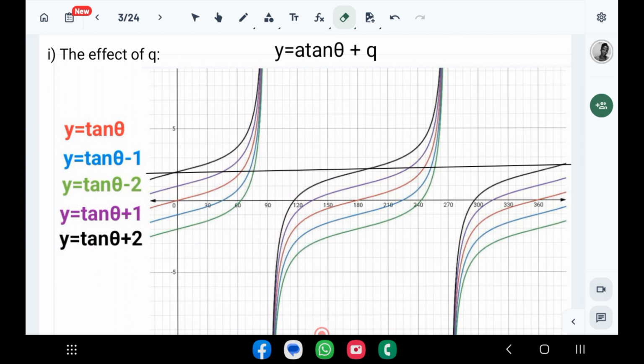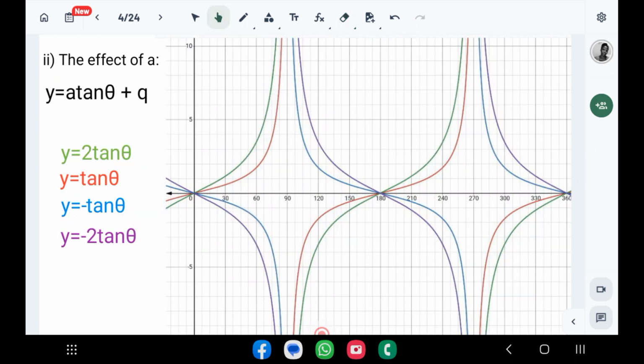This is basically the point of rest shifted 2 units up, to make it easier for you to draw the graph so that you can keep the shape correct. Now let's look at the effect of a. The effect of a basically is on the shape, like with all types of graph, whether algebraic or trigonometric graphs.